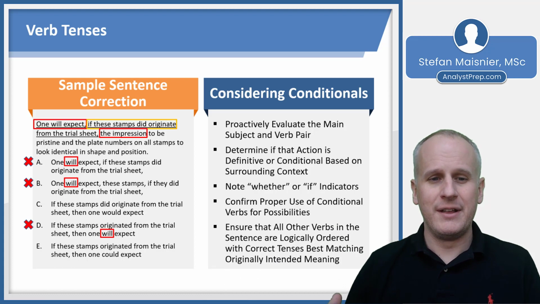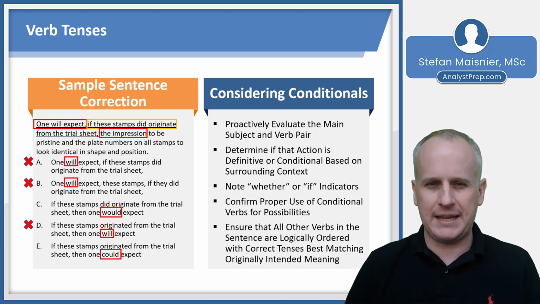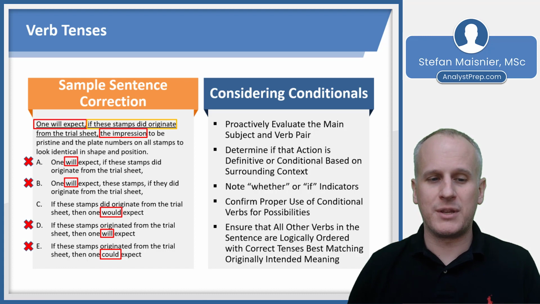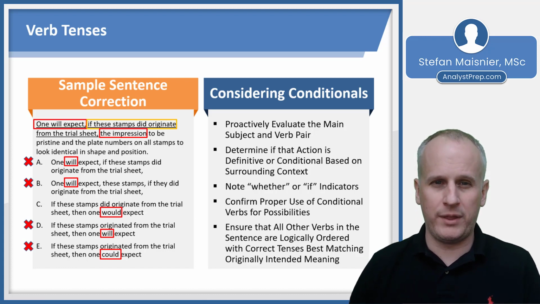Then we have to consider the remaining answer choices. Again, we can stick to this categorical issue of verb tense and make sure that they are logically ordered with the correct tenses that best match the original intent of the sentence. And in choices C and E, we could see differences between would and could. As it was written, it's clear from the intent that if the stamps did originate, then the will expect clause is certain. So changing the verb to could means it's possible. And the intent was that it was certain provided the condition would be met. So we can eliminate choice E for changing the meaning with a change in tense.